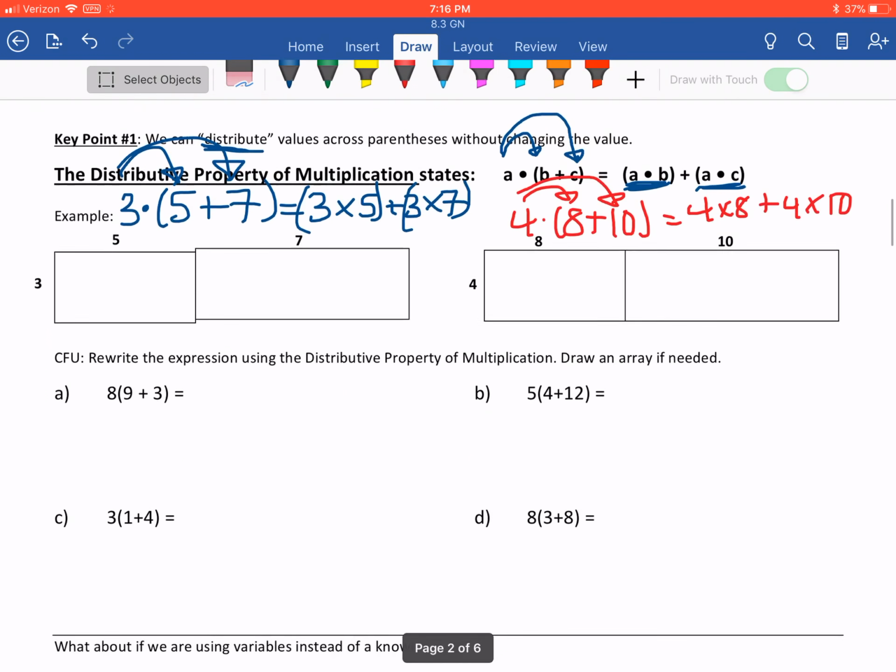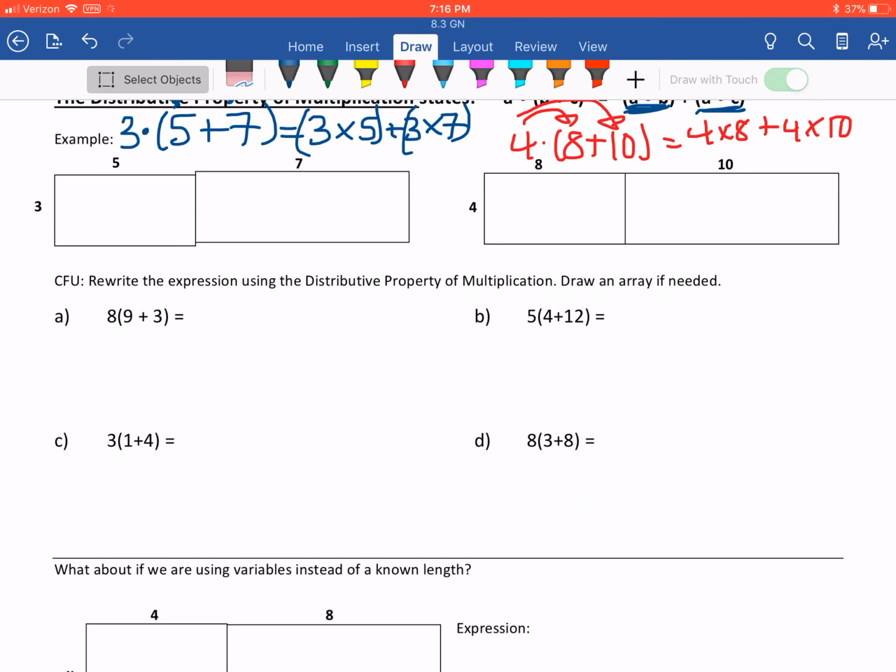So there are a couple of CFUs here where you're just going to rewrite the expression. Okay? When I see rewrite, that means do not find the answer. Just rewrite the problem and draw an array if you need to. Since I don't want you to be super confused on what this should look like while you go through all 4, I will just give a quick sketch of the first one.